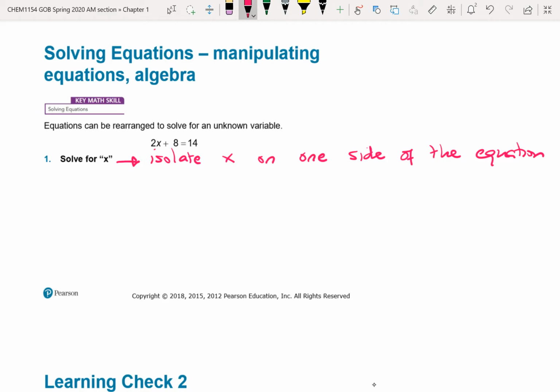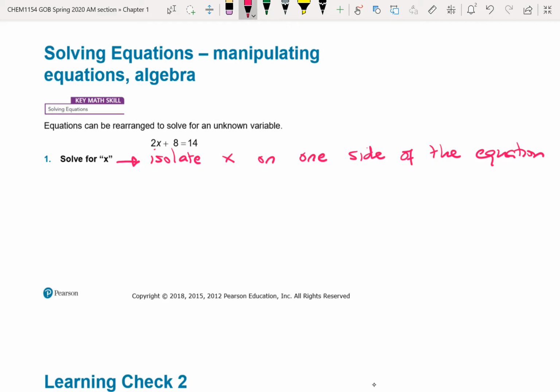Another way of thinking of it is, in order to just get x by itself, you have to take away 8 from this side. And if you take away 8 from this side, you have to take away 8 from that side because it's an equation. And whatever you do to one side of an equation, you have to do to the other side. Does that make sense?